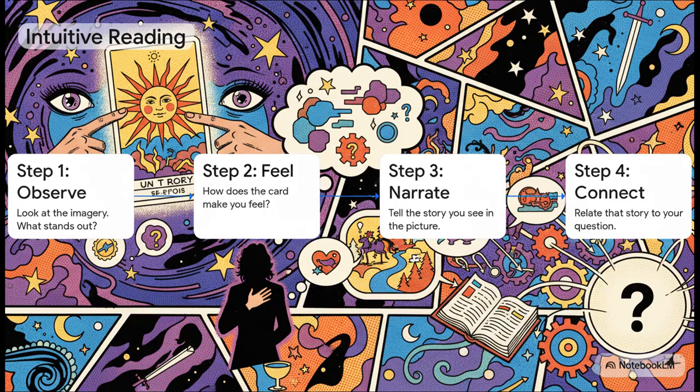Here's a simple process to get you started. First, just look. Seriously, don't reach for a book. What character or color or symbol catches your eye? Then, check in with yourself. How does the card make you feel? Next, just describe what's happening in the picture out loud like you're telling a story. And only then do you connect that little story back to your original question.